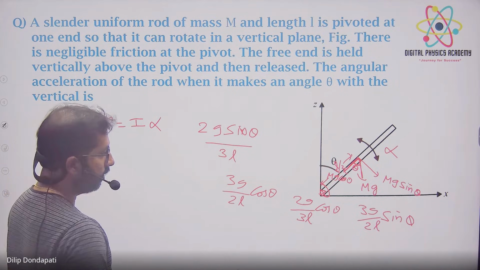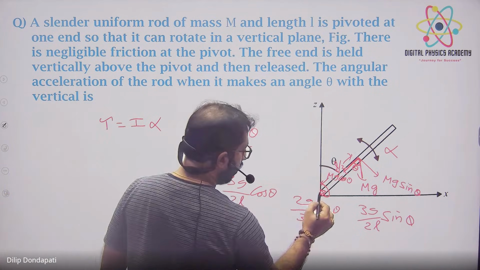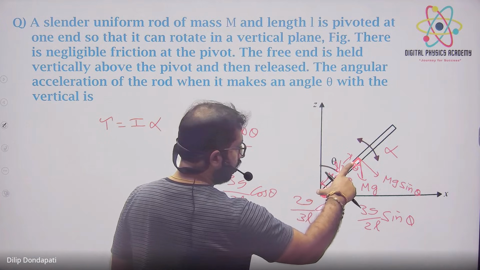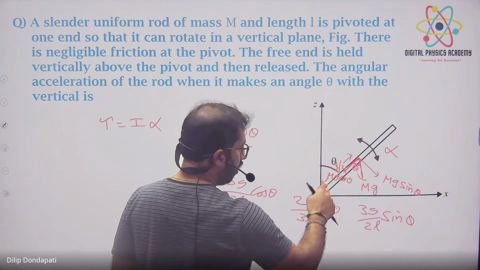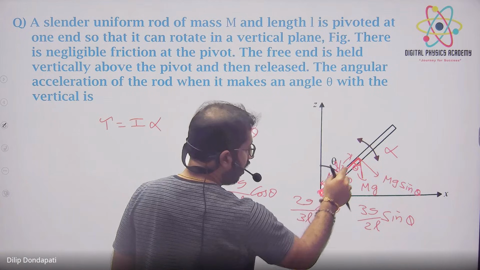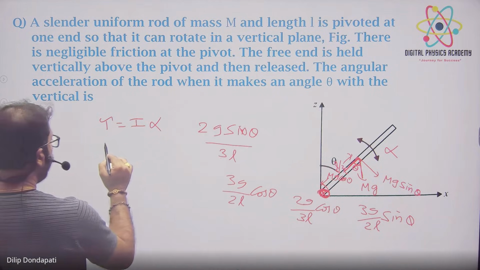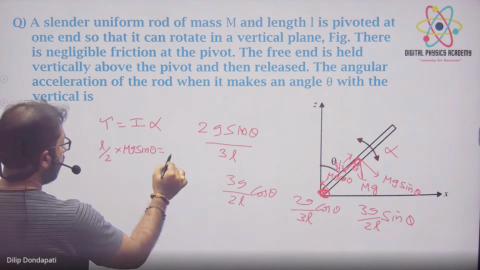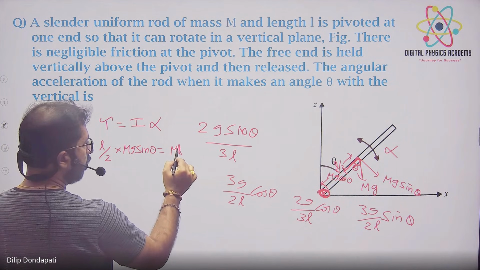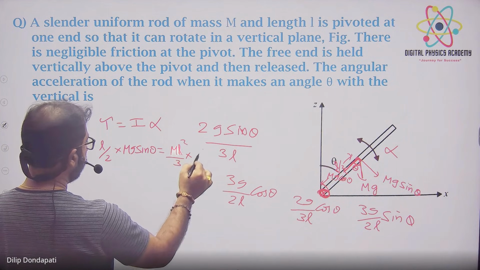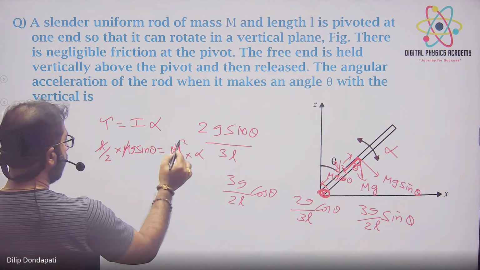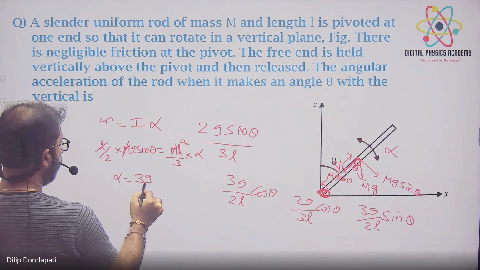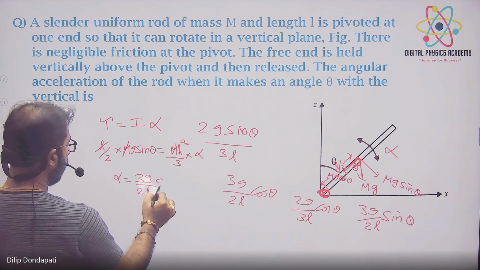Torque is force into perpendicular distance, about this point I'm saying, right? We are not calculating the hinge force yet. So tau is R into F perpendicular. R is from here to wherever the force is applied, L by 2, into mg sin theta. And here ml square by 3 into alpha. M cancels, one L cancels. So alpha is equal to 3g by 2L sin theta.